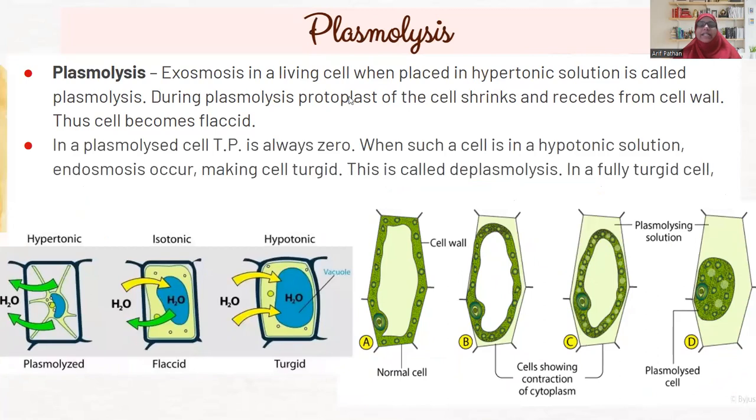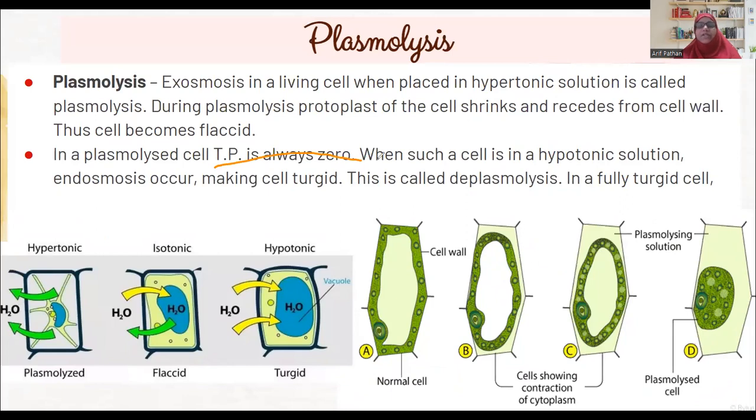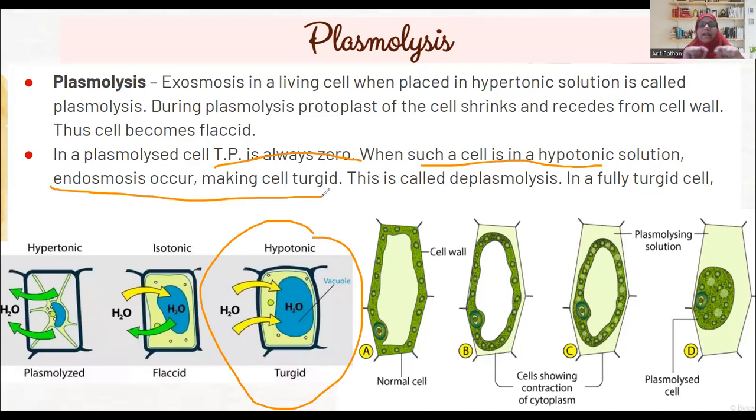And in a plasmolysed cell, the turgor pressure is always zero. There will be no pressure as such. So turgor pressure will be zero. And when you put this plasmolysed cell in a hypotonic solution, with more water outside and less solute in that solution, endoosmosis will occur and make the cell turgid. So it can be reversed, if the cell has not been damaged completely.